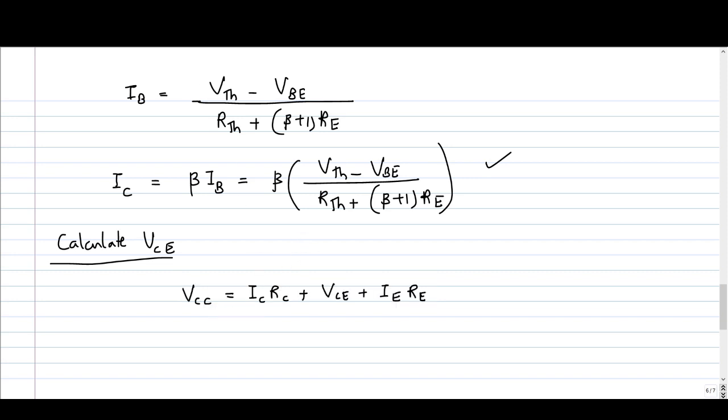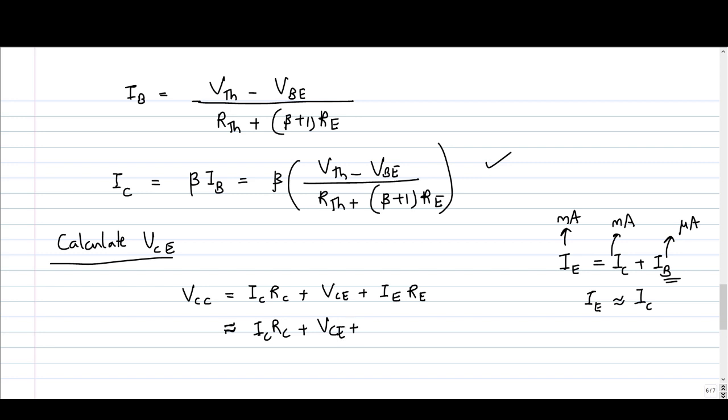So now we can make an assumption. IE is IC plus IB, and IE is typically in milliamperes. IC is also typically in milliamperes, and IB will be in microamperes. So the value of IB is negligible compared to IC. So we can safely assume IE is approximately equal to IC. So this will not cause much error. So this is approximately equal to IC RC plus VCE plus IC into RE. Instead of IE, you can write IC.